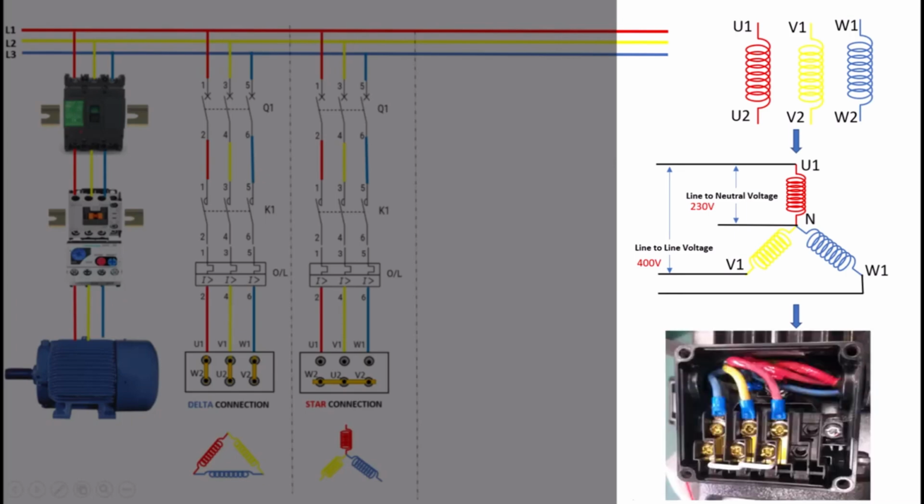This is important in some applications where a single-phase supply is needed, as the neutral point can be accessed for this purpose. In summary, the star connection is essential for reducing voltage and current during startup, making it a great choice for specific applications.